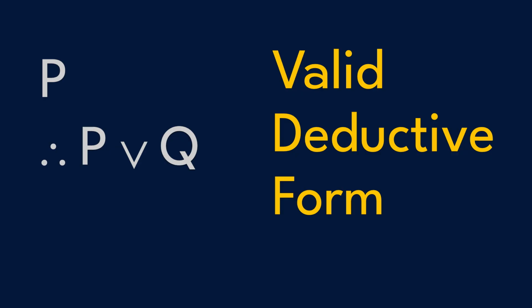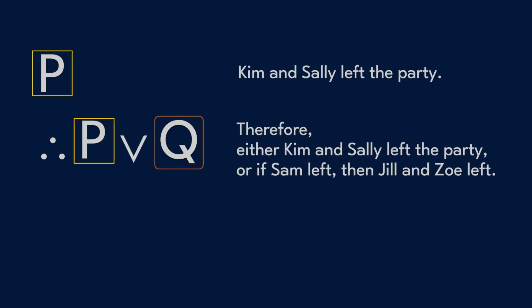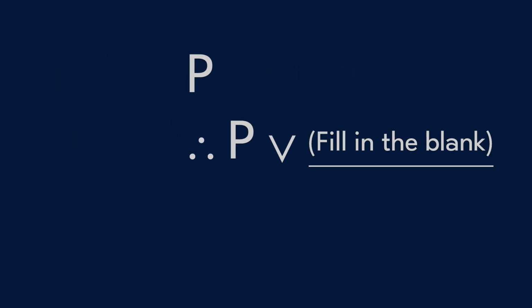Addition is a valid deductive form that builds a disjunction from a single true statement. If you know one thing is true, you may infer any disjunction containing it. Arguments can get more complicated and still count as addition, as long as the basic structure remains the same. To avoid error, remember, addition offers a lot of freedom, but you must use the or connective to create a disjunction.